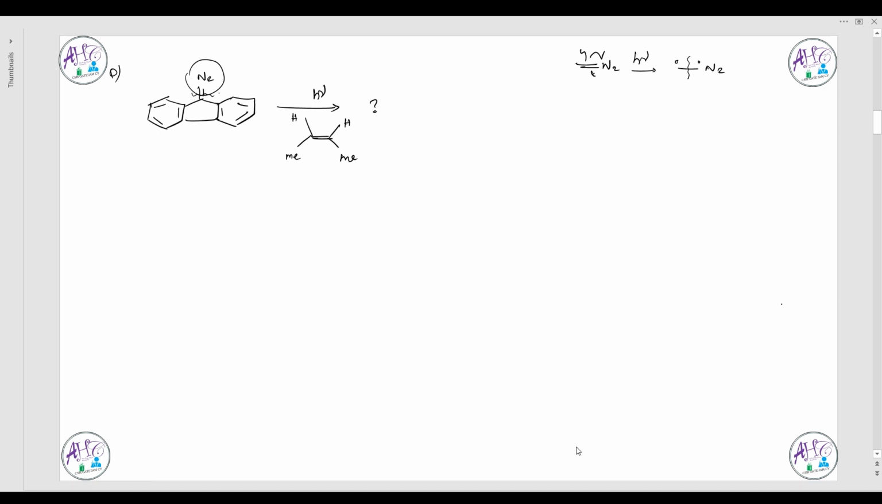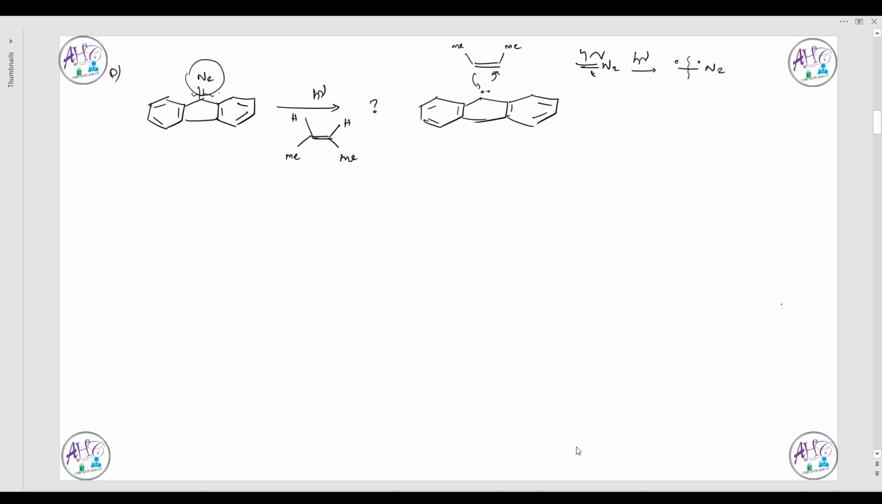Further this will be cleaved to get a carbene. So here you will get a carbene. You are going to form a carbene at this position. So you will get your carbene like this. Here we again have a double bond, an alkene group. So now again this is going to form a cyclopropane group.